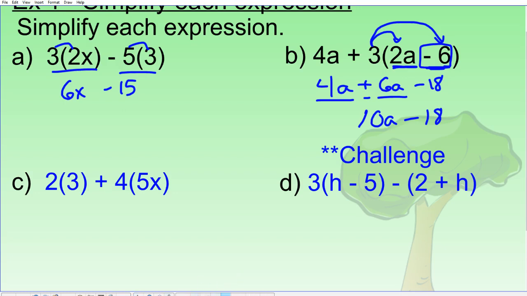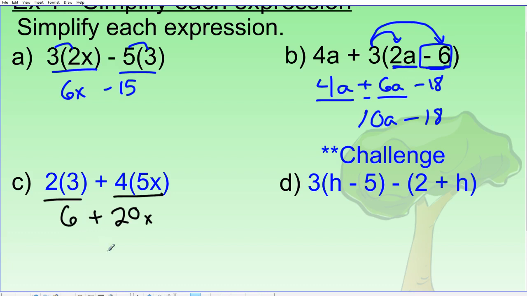Okay, so letter C. I can multiply this. I can multiply that. 2 times 3 is 6. 4 times 5 is 20x. I cannot combine my like term, or I cannot combine these terms because they are not alike. This guy has an x, this guy does not.